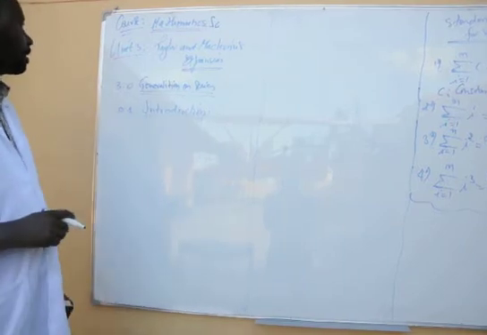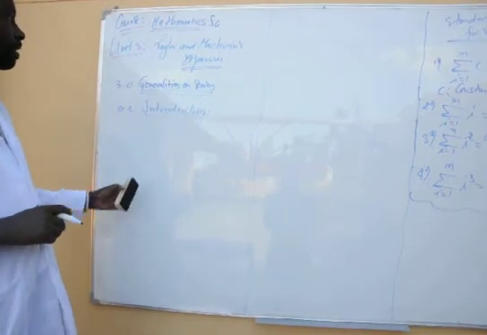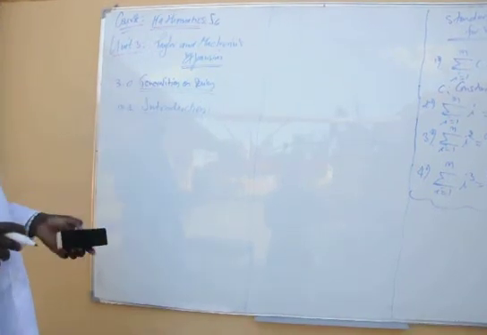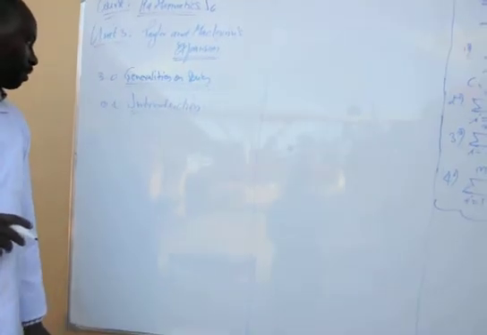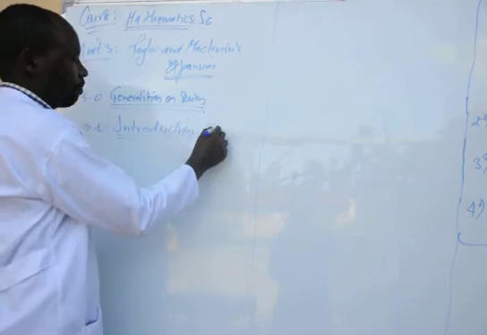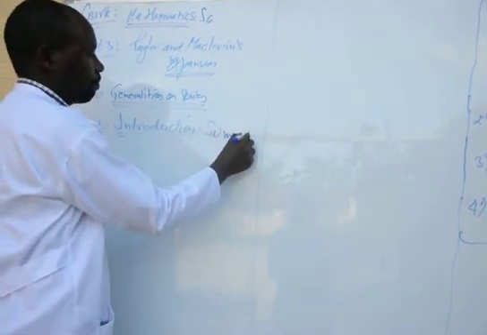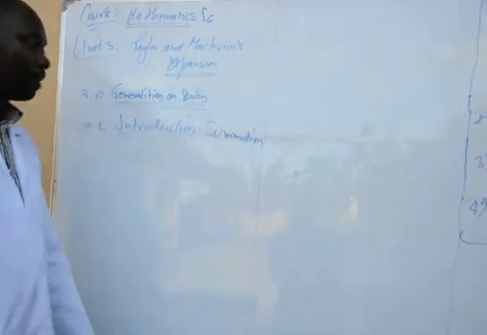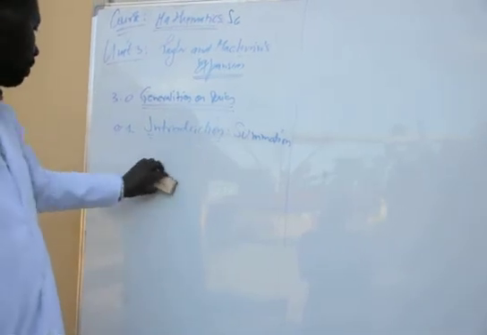Our new chapter is Taylor Maclaurin's expansion. We begin with the generalities, especially we are introducing the summation. Now, on summation, we begin with a notation.